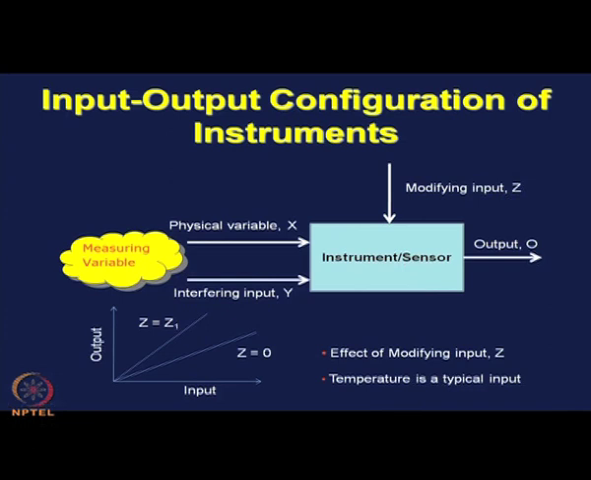So, we will stop here for the day, and in our next class we will see more on interfering input, desired input and modifying input, and what corrective measures we can take so that our instrument is sensitive to only desired inputs. In other words, how can we cancel out the effect of interfering input and modifying input.